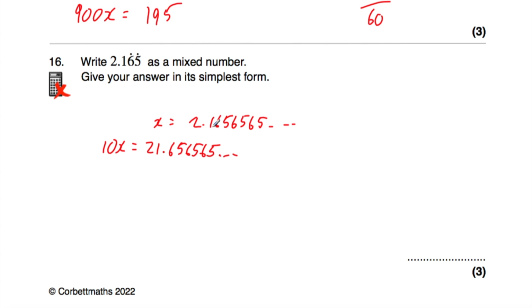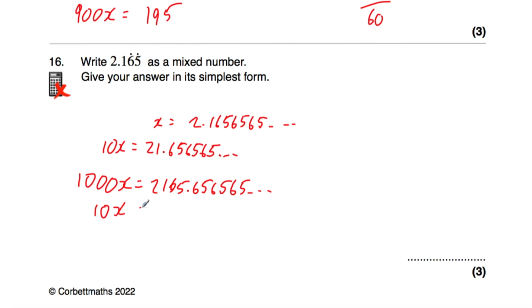Now we've got 21.656565. So if we had 2165.656565, that'll be great. So that would be moving all the digits 3 columns to the left. So that means that'll be 1000x. So 1000x is equal to, if we times this by 1000, 2165.656565 and so on. So we've got 1000x and 10x. If we take them away, that'll get rid of the bits after the decimal point.